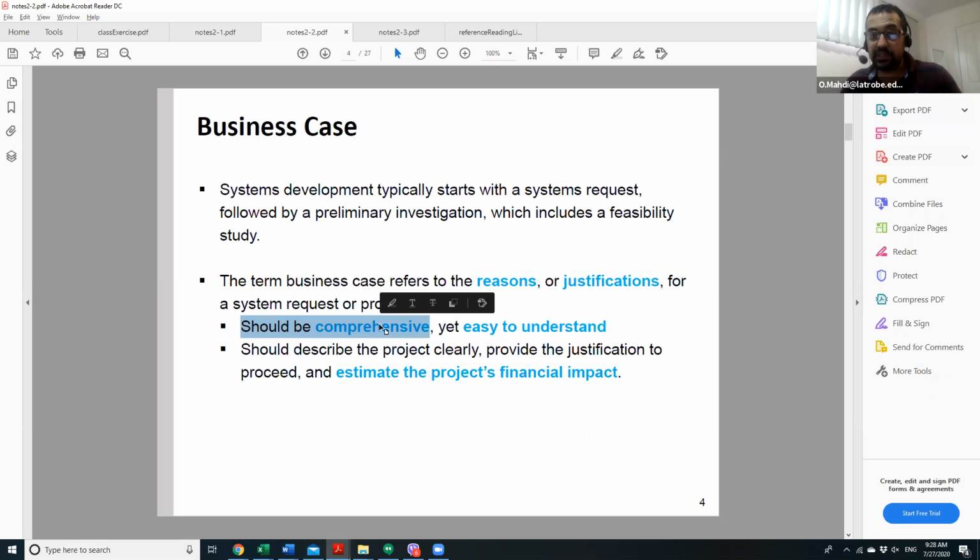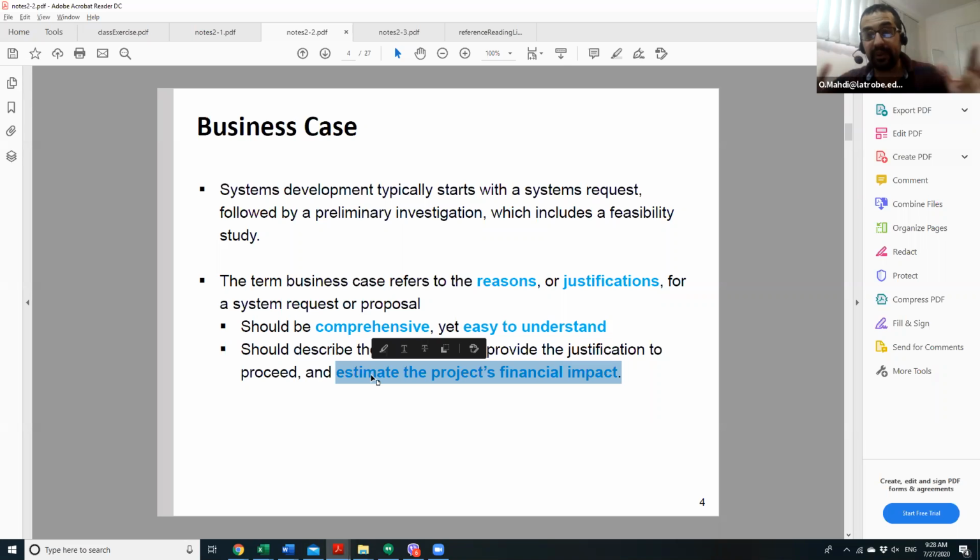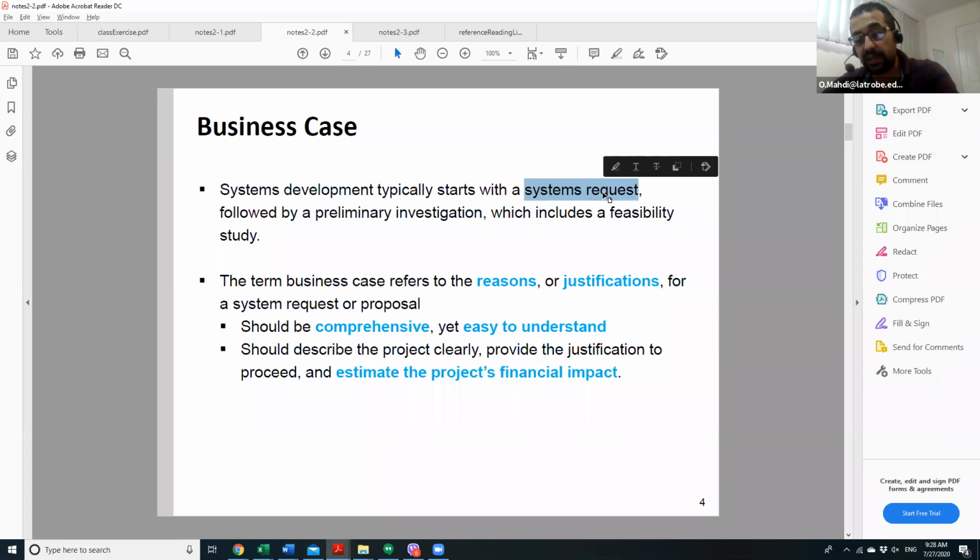Not just that, you need to describe the project clearly from A to Z. Provide justification to proceed. Estimate the project's financial impact. Based on your comprehensive study, how much budget do you require to work on this project until the end? How much will it cost? All of these details you need to provide in what we call a system request when you put your request to Latrobe University. So this is what we call the first step, which is system planning, or the business case.